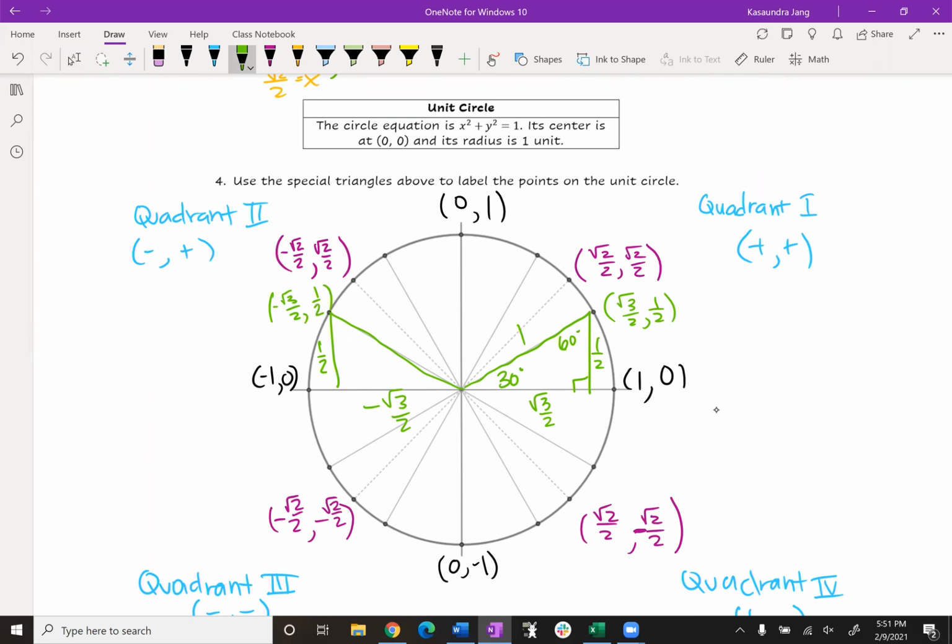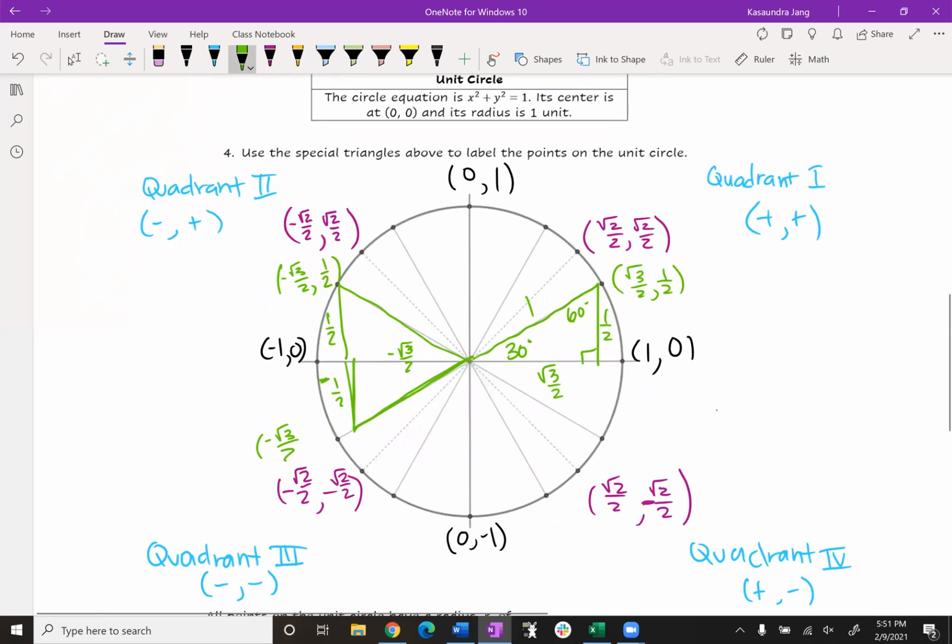Okay. And then the next one down here, there's my next 30, 60, 90. The shorter side is still a 1/2. The longer side is that √3/2. This one, I went down a 1/2, so I'm going to have a negative 1/2 for that y value. So here's my x value, negative √3/2, again, that x value. And then my y value was the negative 1/2.